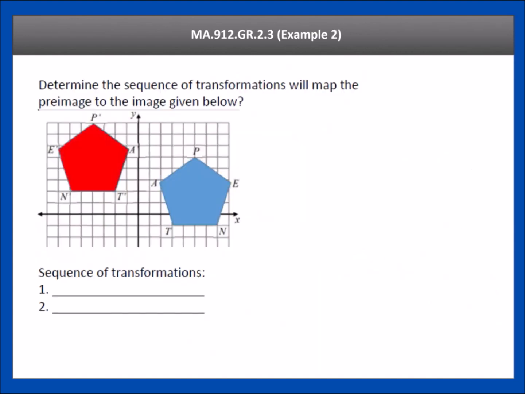All right, so example 2, determine the sequence of transformations that will map the pre-image to the image below. First off, notice a couple of things. A is here on this side, but A prime is on the left side, but it's on the right side of the figure, whereas it starts out on the left side of the pentagon. But then it ends up flipping over so that it ends up on the right side of the pentagon, right? So this has actually been flipped.